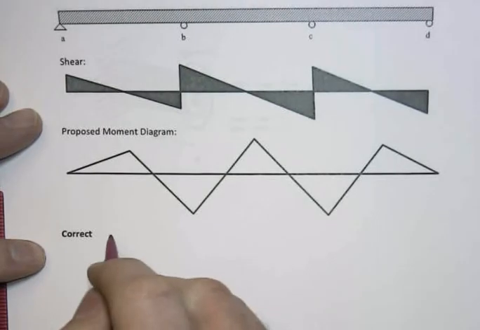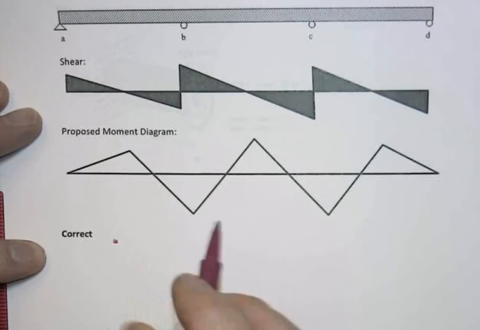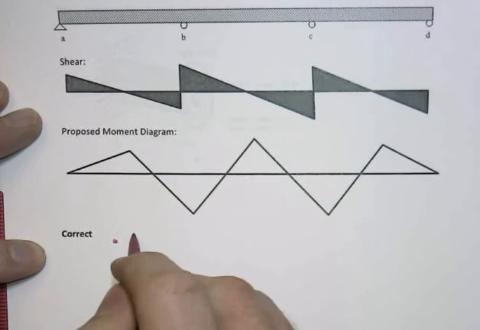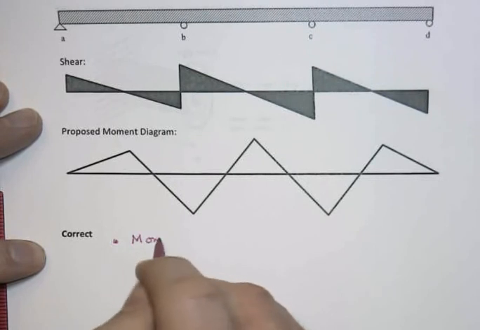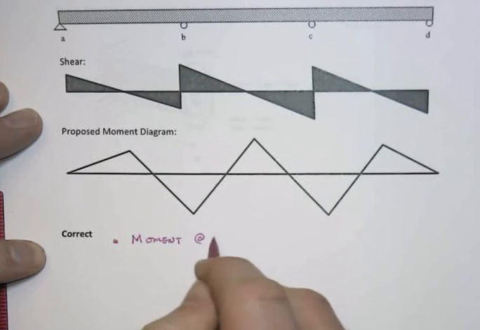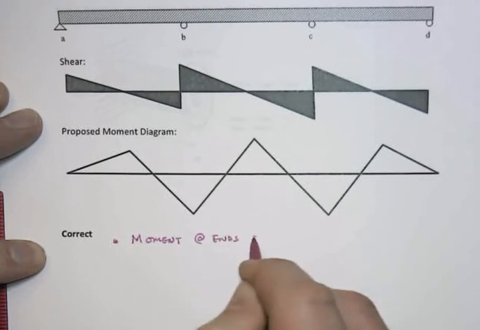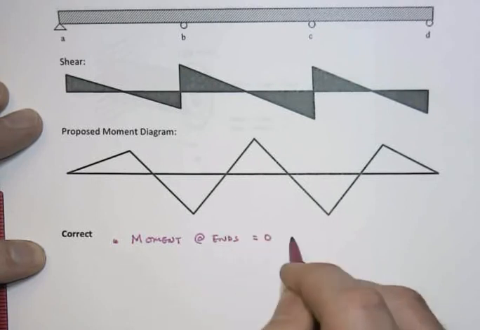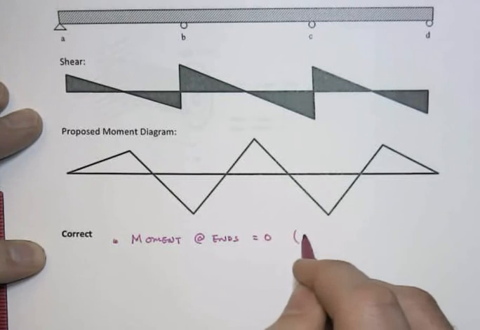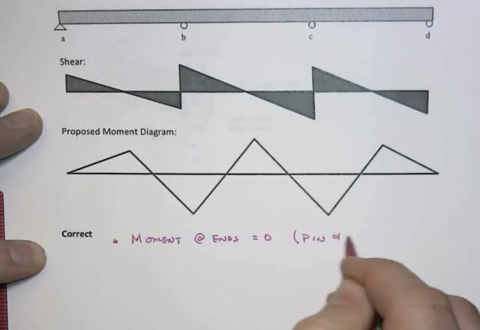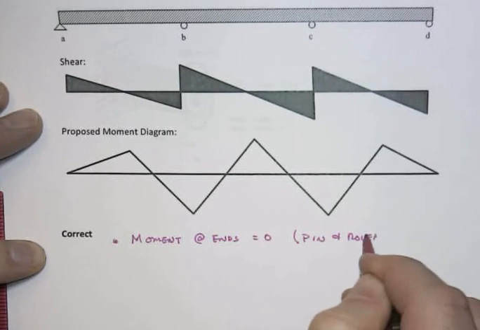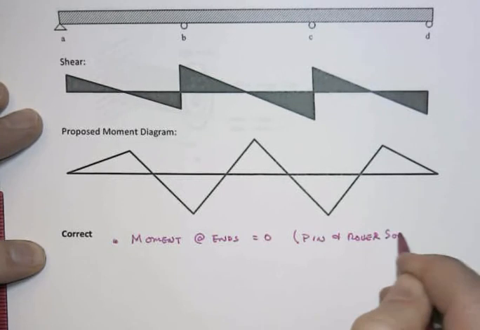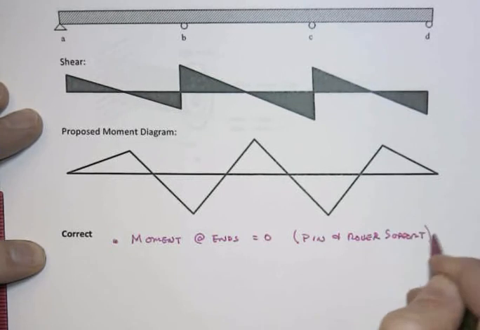For instance, a nitpicky thing, still important, is that the moment at the ends equals 0, and that's as it should be. We have pin and roller support there at the extremities, so that's correct.